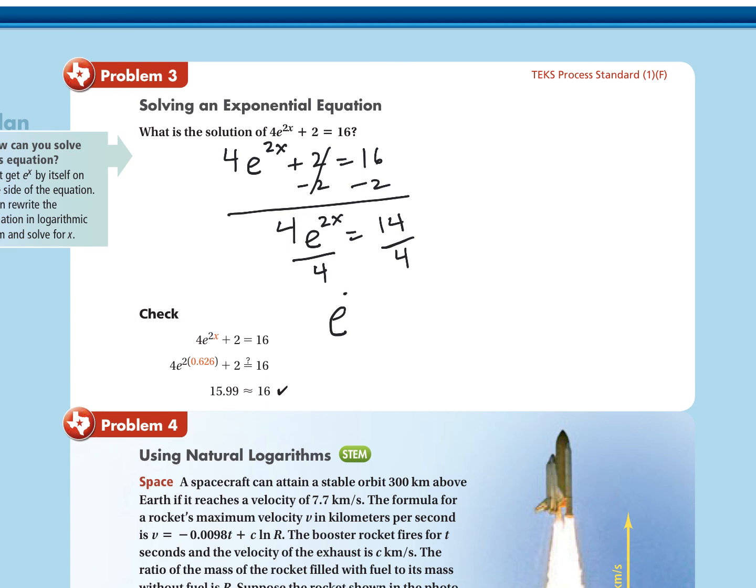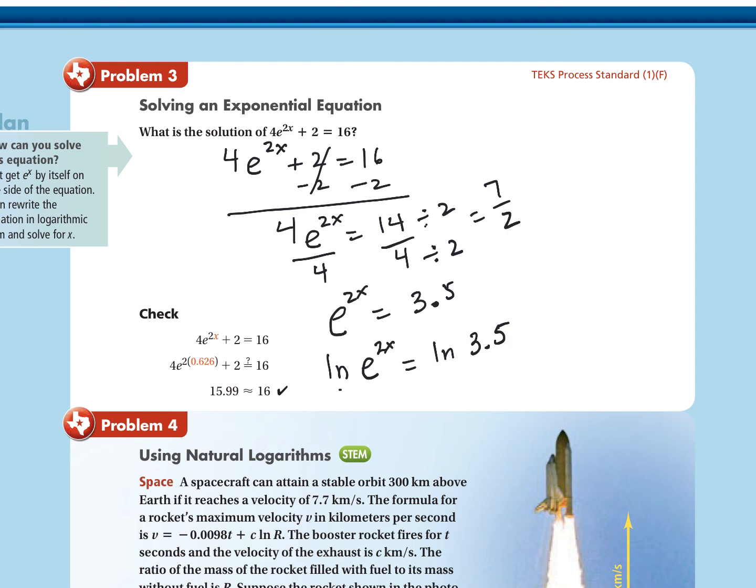So e to the 2x will be, and you notice I'm simplifying, I'm dividing by 2, so you have 7 divided by 2, which is 3.5. Now you're probably saying, well, what do we do next? Well, just like we did before, we couldn't find a common base. We're going to write natural log e to the 2x equals natural log 3.5.